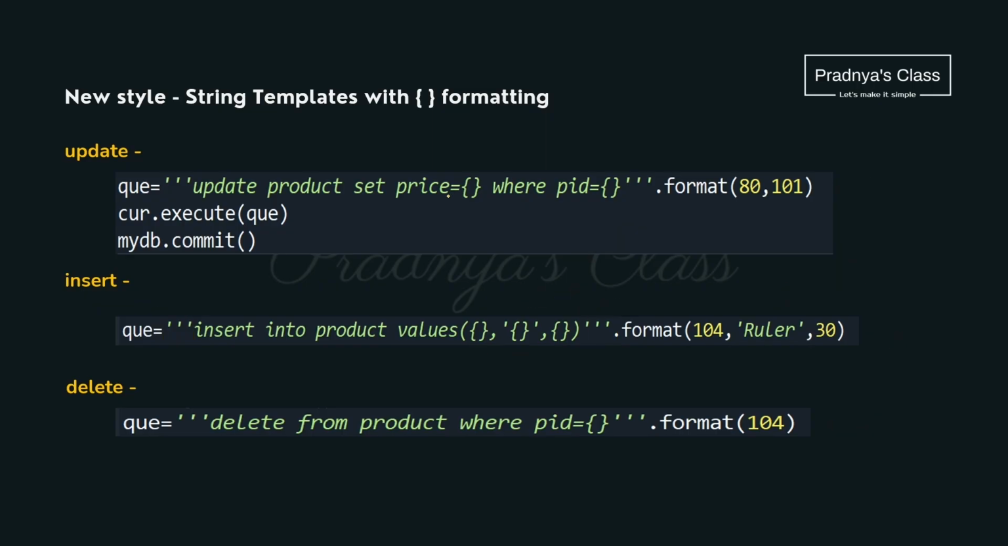Placeholders can be anywhere. Look at this update query. Update product, set price equals to this and PID equals to this. So the first value will always get replaced at the first placeholder and the second value will get replaced at the second placeholder. Order and sequence you need to maintain.